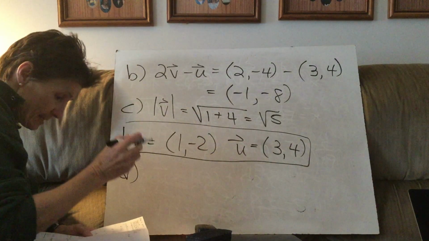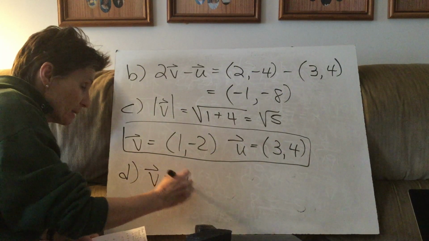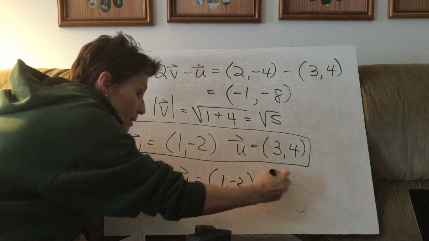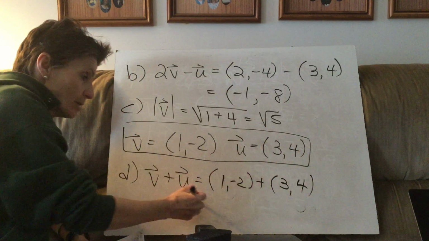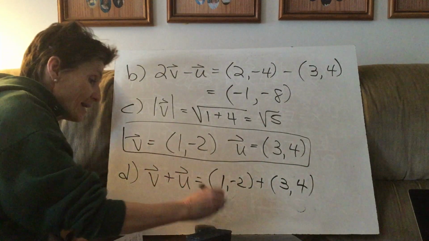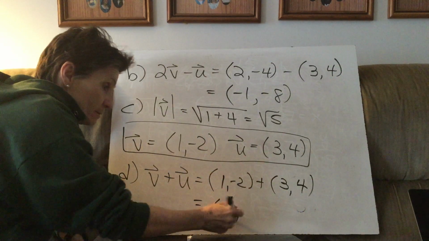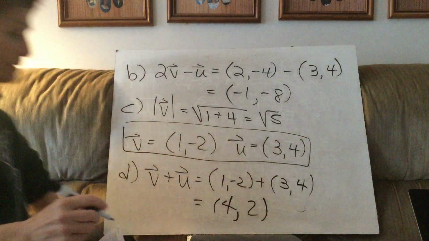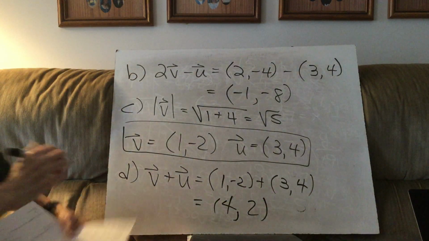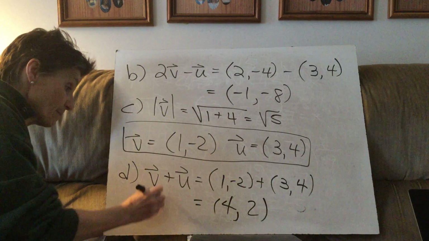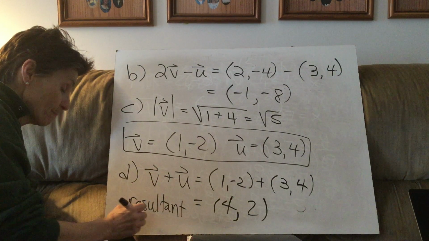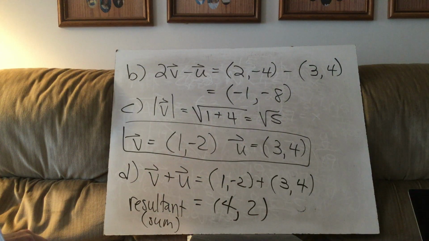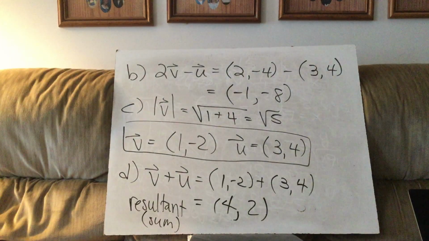Okay, D says we're going to add v plus u. So that's 1, -2 plus 3, 4. We're just adding those. So super simple. Add the x's, 1 plus 3. Add the y's, -2 plus 4. And there is your sum, otherwise known as your resultant. When you add vectors, as we talked about one day, the vector word for sum is resultant.